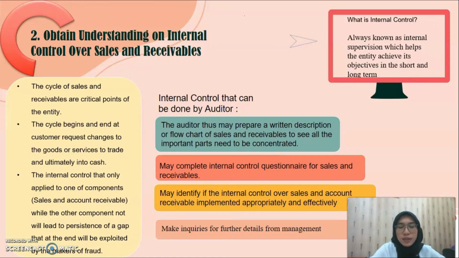Last but not least, make inquiries for further detail from management. The auditor can review the sale budget and sale documents to identify whether the sequence of pre-numbered documents is recorded appropriately and without any fraud. They can also review the history of settlement by each debtor, and information about the aging of receivables for any debtor at any time.